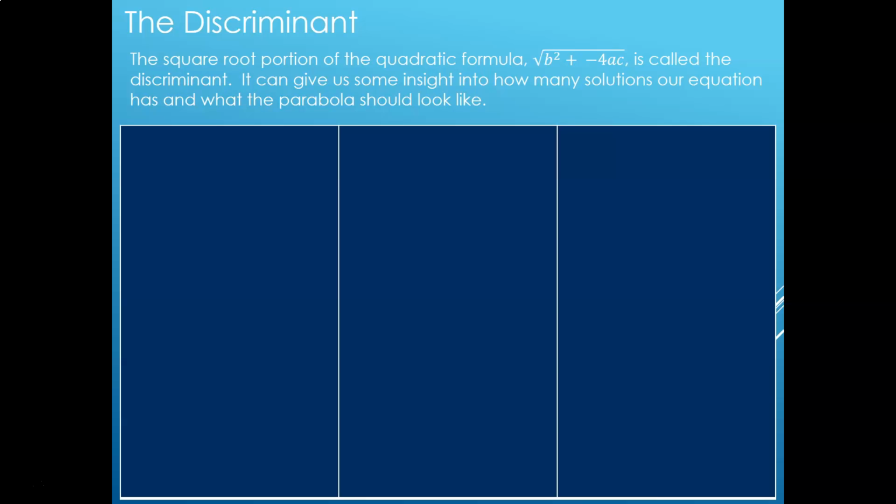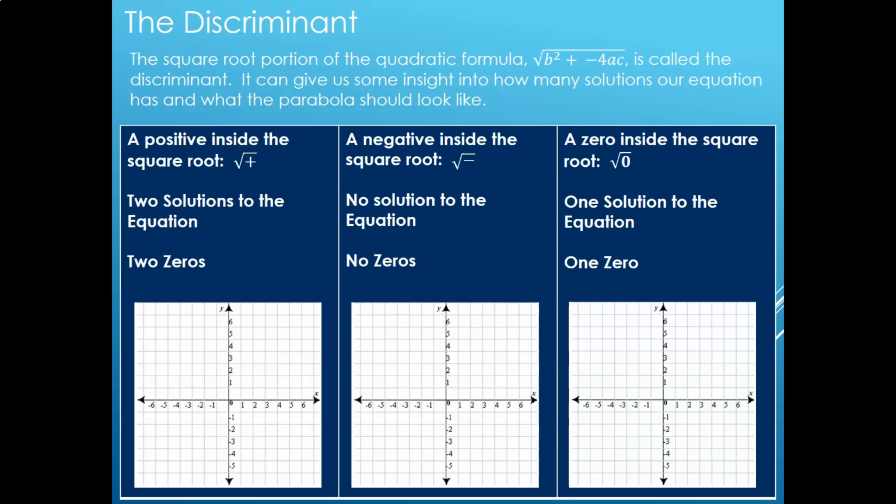The square root portion of our quadratic formula is called the discriminant. That's square root of b squared plus negative 4 times a times c. It can give us some insight into how many solutions our equation has and what that parabola should look like. So a positive inside the square root: you simplify your discriminant and you get a positive number on the inside. That tells you that there are two solutions to the equation, which means there are two zeros. We just did one like that. We had 0.4 and 2.6 as our zeros, and so the parabola would look something like that in some way. Again, that's just a quick estimate or a sketch.